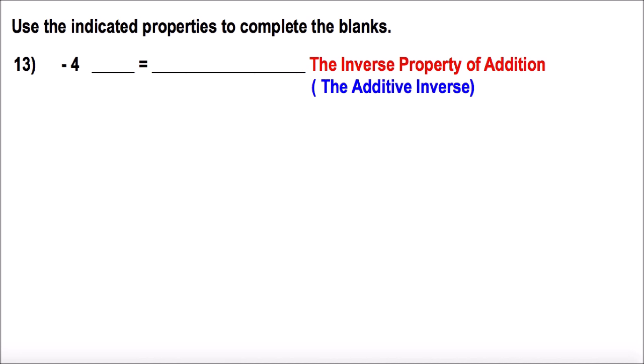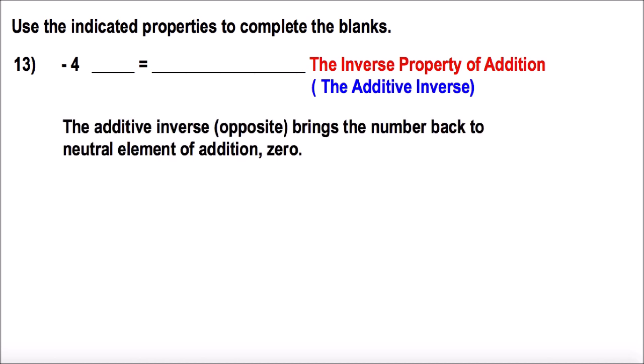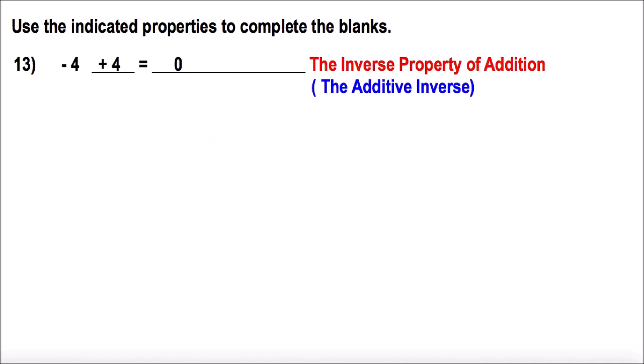Now here we have negative 4 and we want to use the inverse property of addition, which is the additive inverse. The additive inverse, or the opposite, brings the number back to the neutral element of addition, 0. So we add a 4 and we obtain 0.